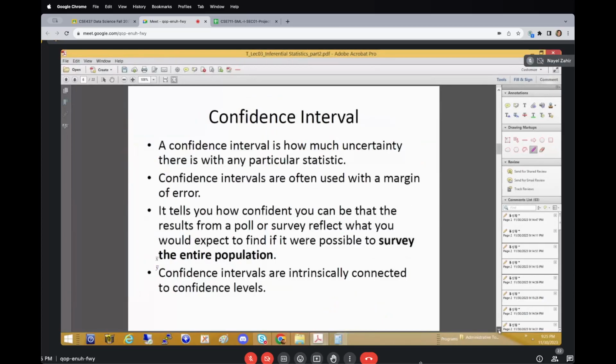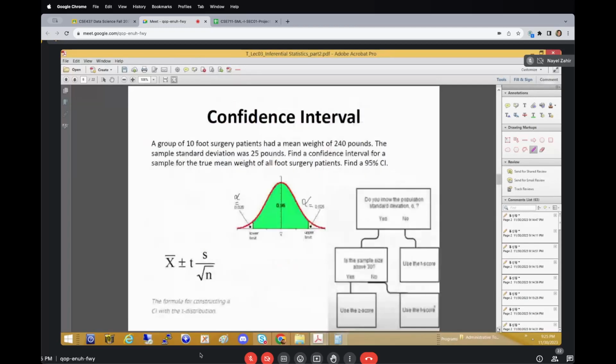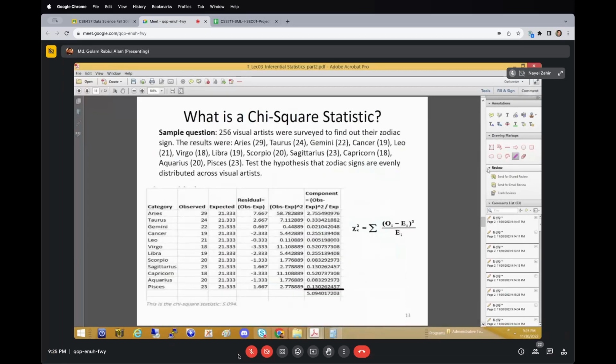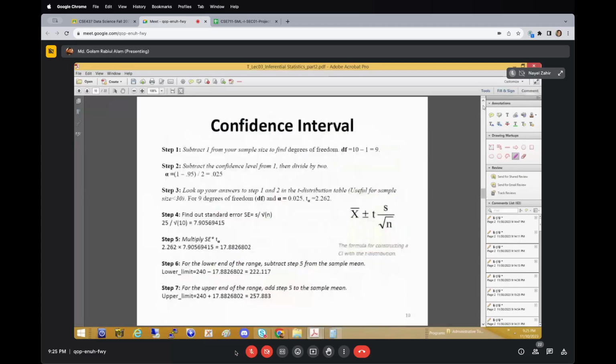In our next class we will discuss the confidence level, p-values, and also the chi-square test. Those things we will discuss in our next class. How to define the confidence level and the chi-square test. The chi-square test is one of the non-parametric tests we will discuss in our next class.